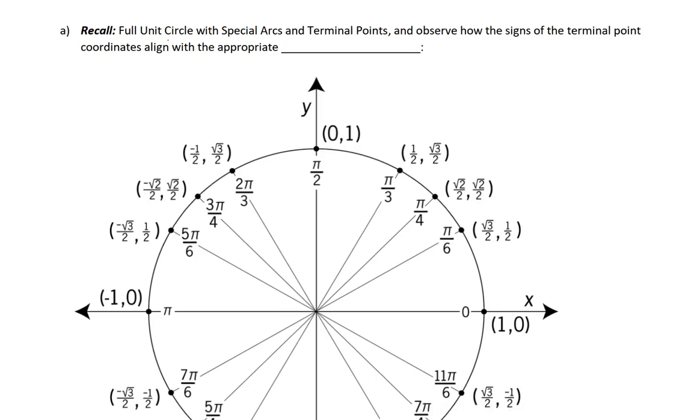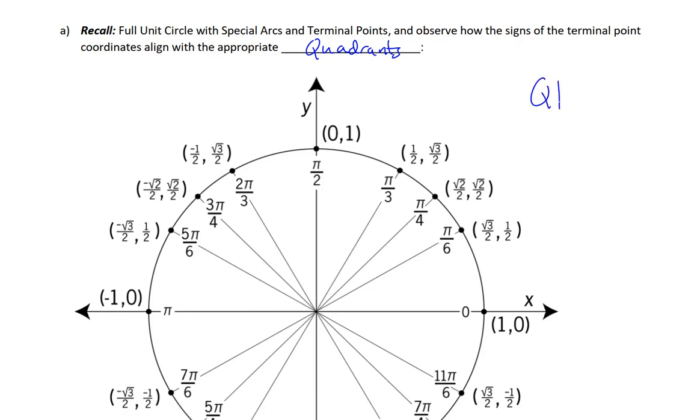Next, let's recall the full unit circle with special arcs and terminal points that we've already been looking at in previous lessons, and observe how the signs of the terminal point coordinates align with the appropriate quadrants of the graph. And so as we just observed, of course, we can split this into 4 quadrants.